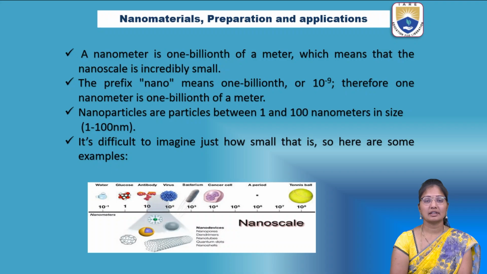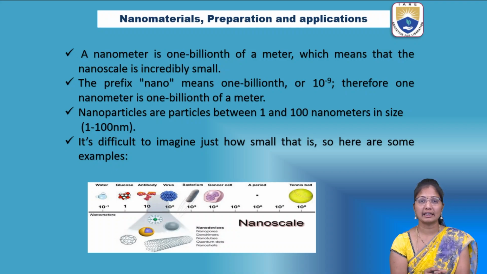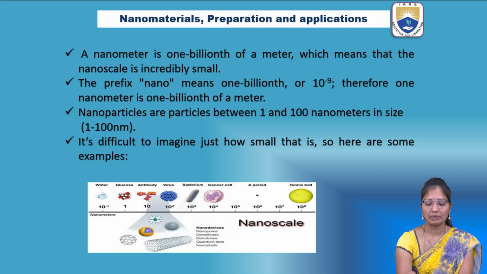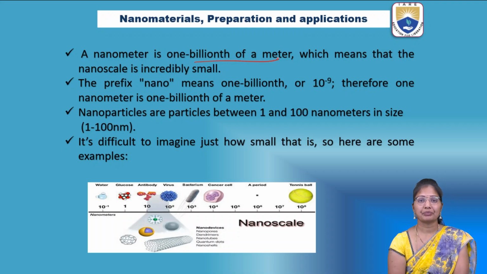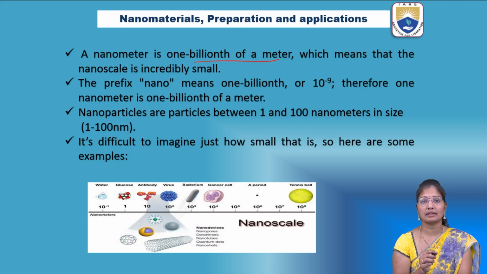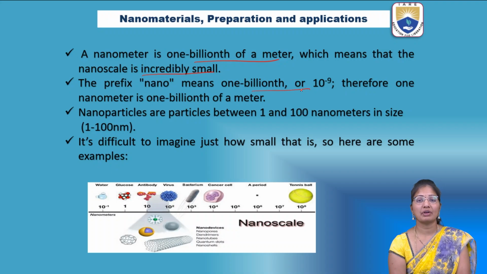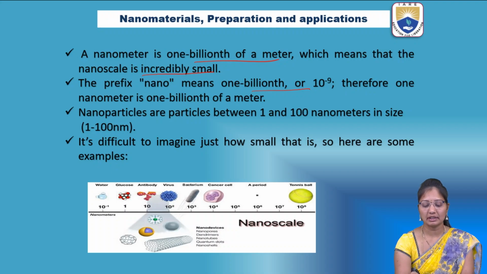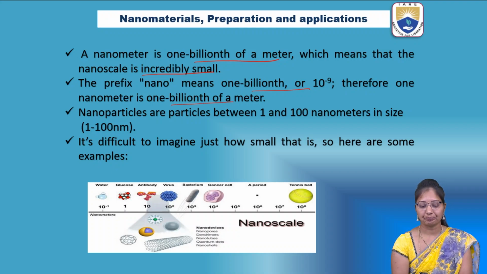First, what are nanomaterials? Nano is a Greek word meaning dwarf, so nanomaterials means dwarf materials, small materials. A nanometer is one billionth of a meter. In a meter, one billionth part is called a nano, which means the nanoscale is incredibly small. So the prefix nano means one billionth, or 10 to the power of minus 9. Therefore, 1 nanometer is one billionth of a meter.